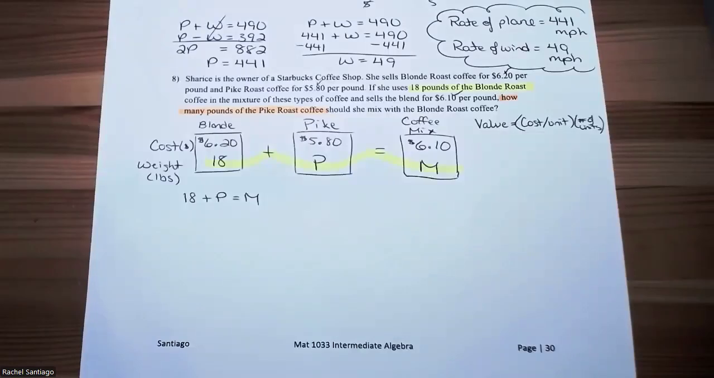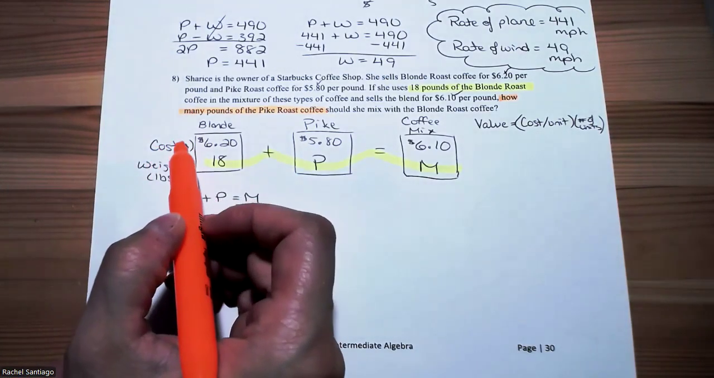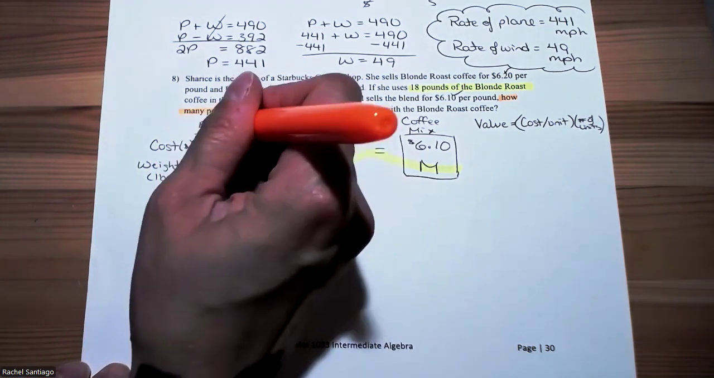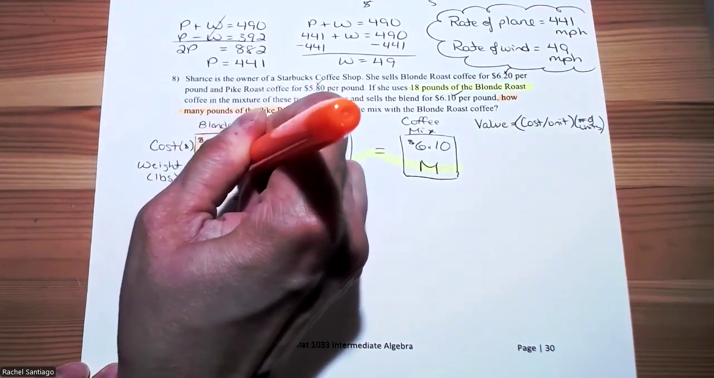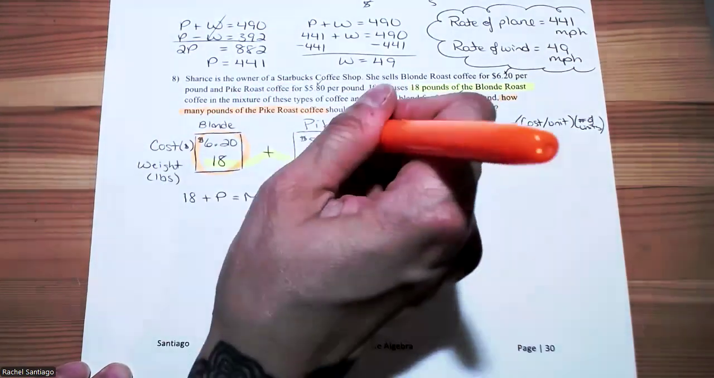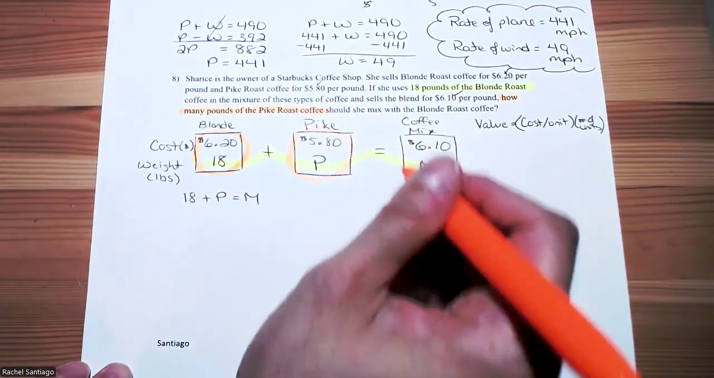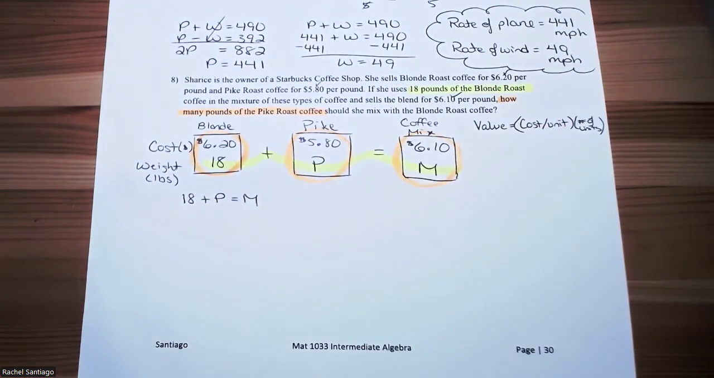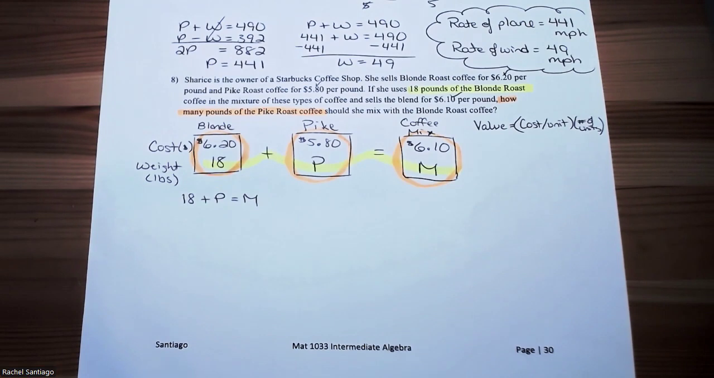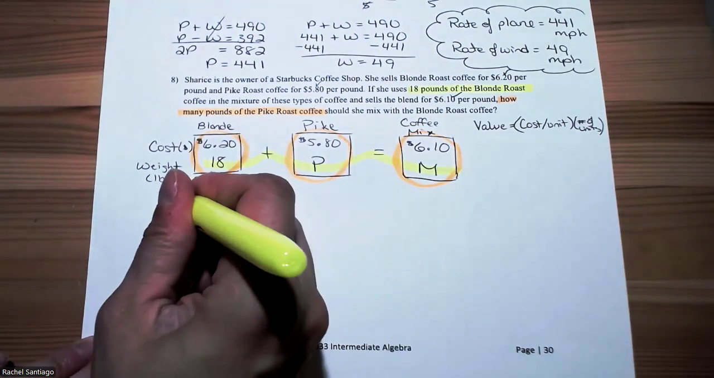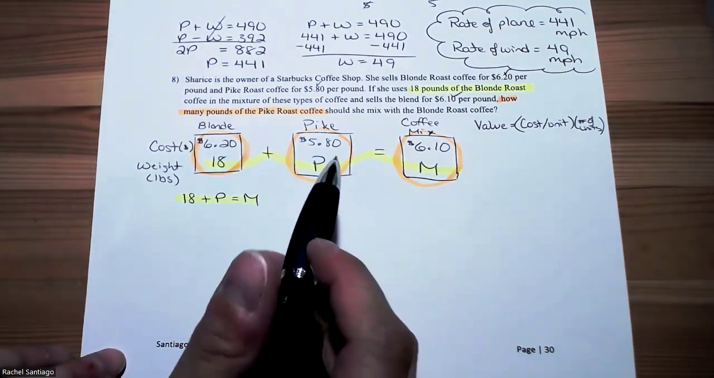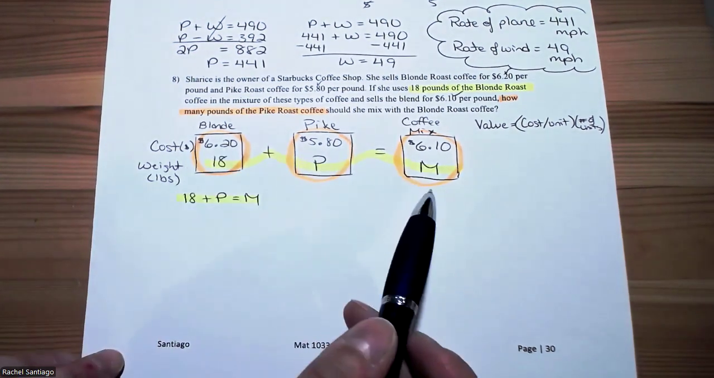In this case, that means the cost per unit or per pound times the number of pounds. So what we're going to do here is find the value of the blonde, then add the value of the pike, and then set it equal to the value of the mixture. Our yellow highlighted equation deals with just weight, and our orange highlighted equation will deal with just value.